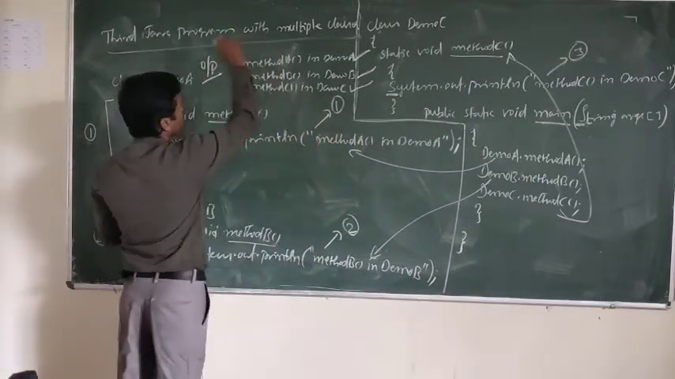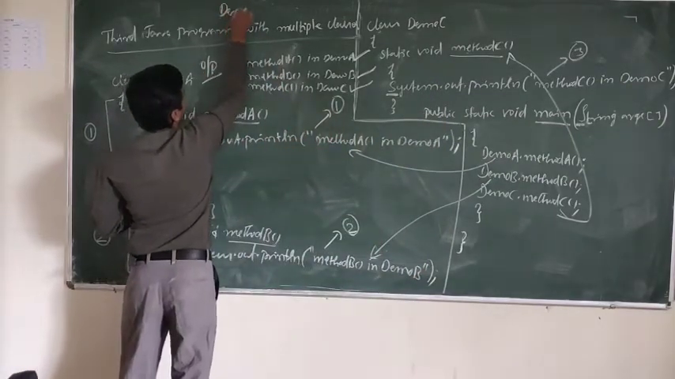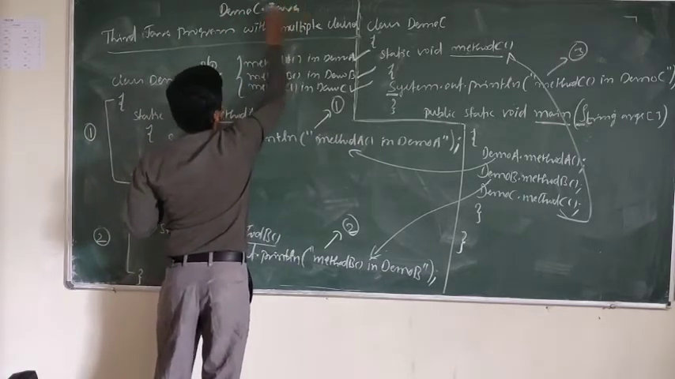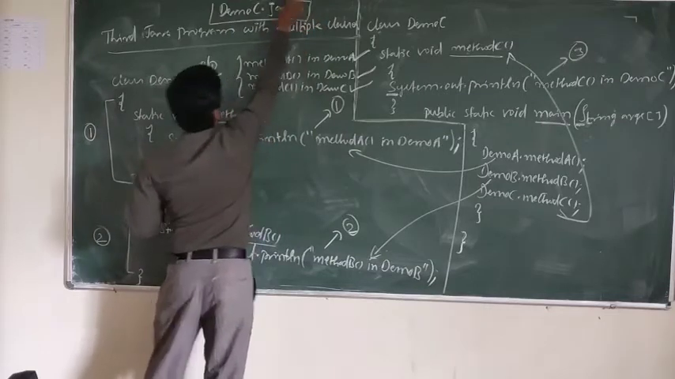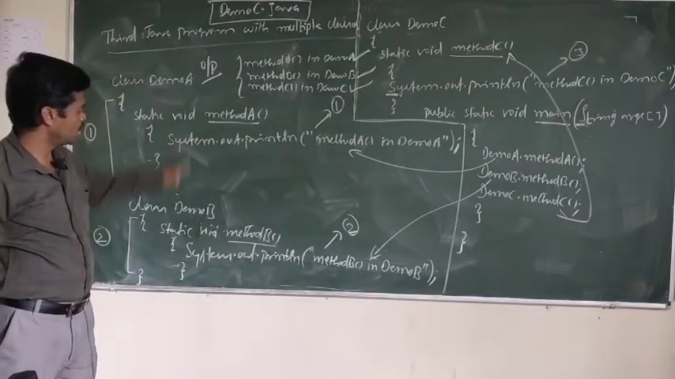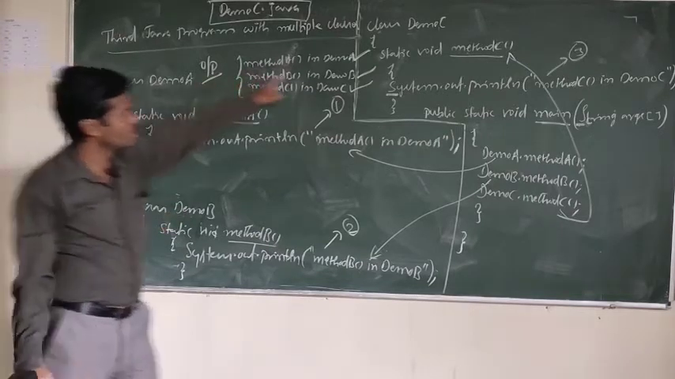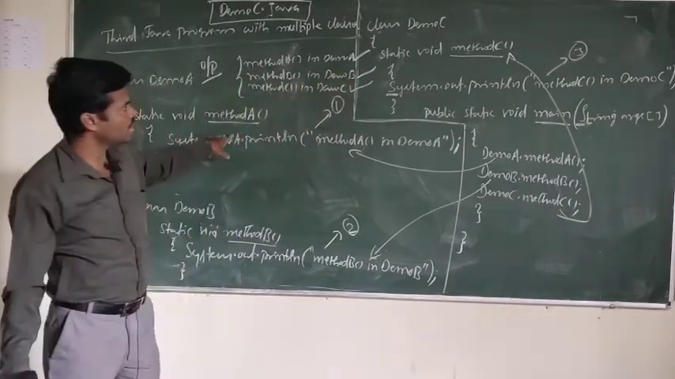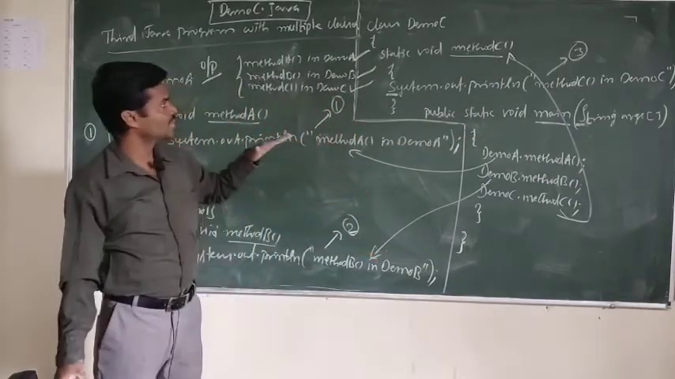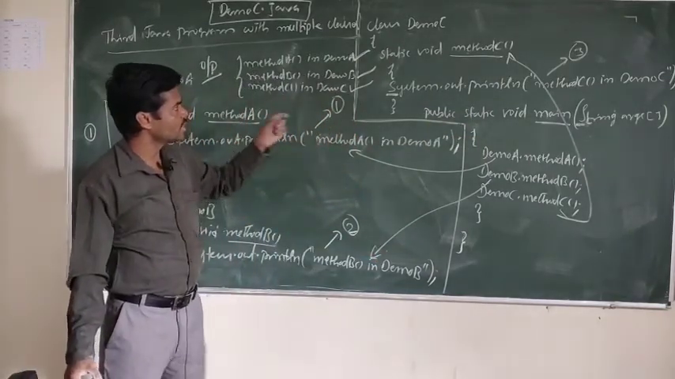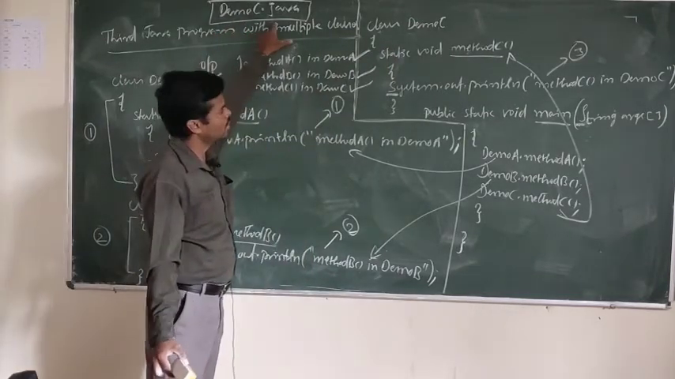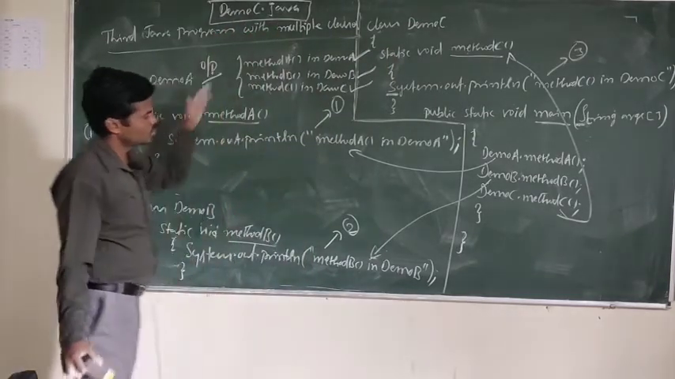Now for this program, what is the file name? Demo C dot Java. This is the file name. So you cannot give Demo A.java or Demo B.java. We have to take Demo C.java. Why? Because in the Demo C class only we are using the main method. The class that contains the main method, that class name only you have to choose as the file name. Demo C.java is the file name you have to choose for this program.